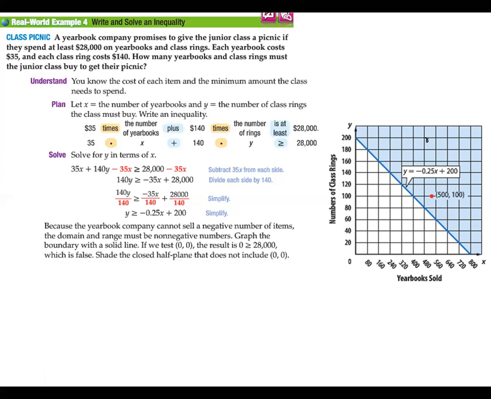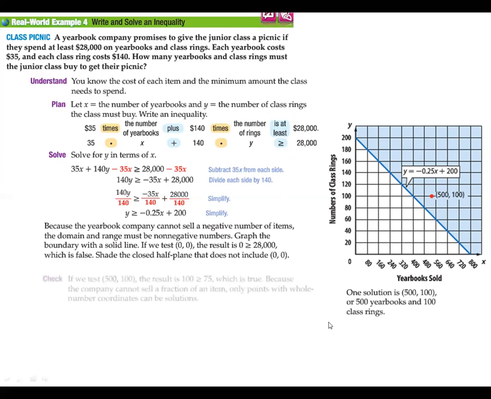Now, I could also pick a point right on the line because that's the boundary and the boundary is included. So any point on the line is also going to work. Like if I pick 800, 0, or 0, 200, that would also work. Alrighty. So we did all this.